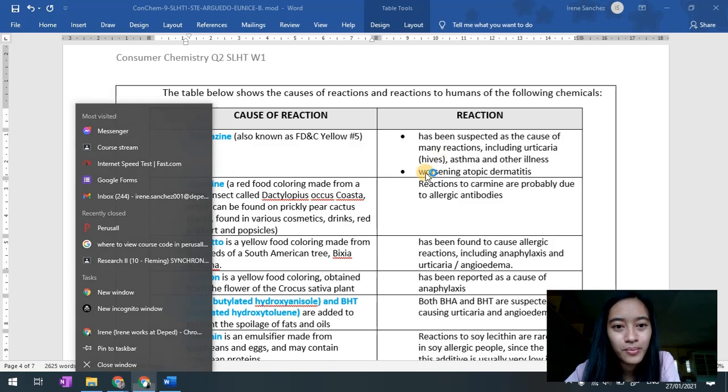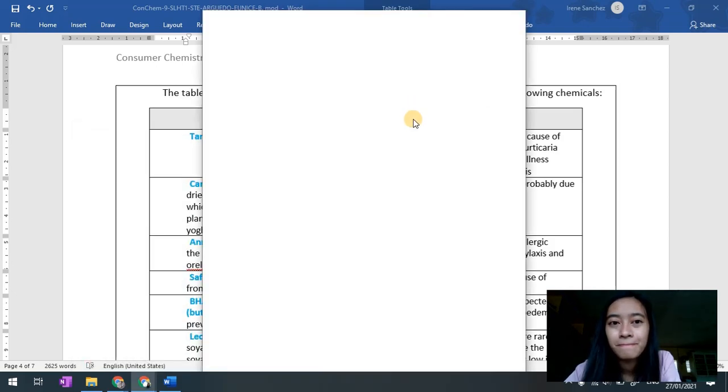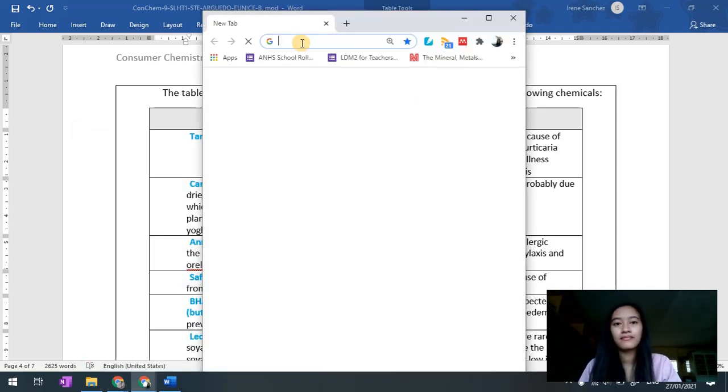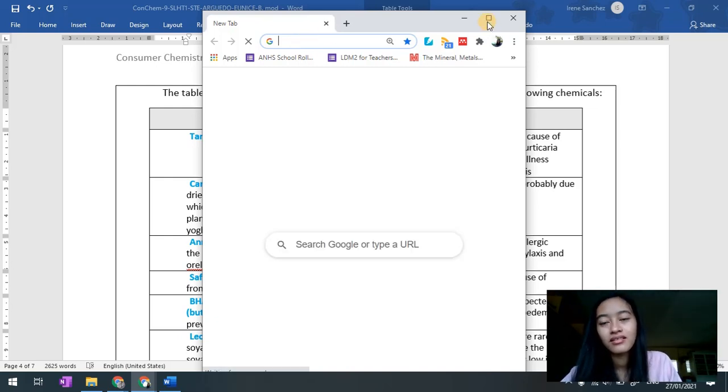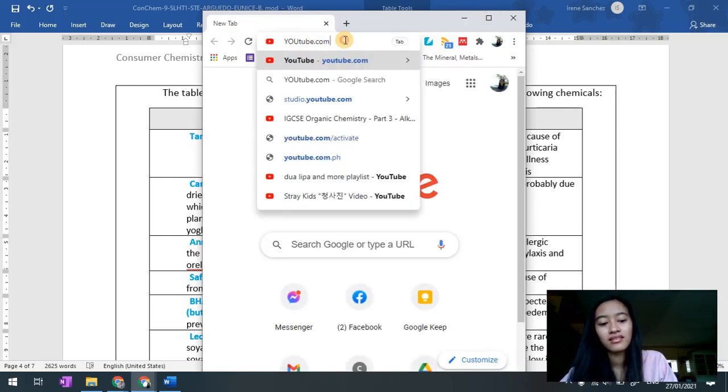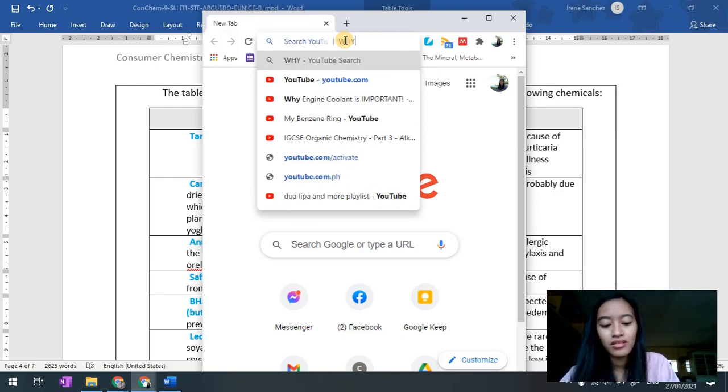New window. Okay, so this is the last. Wait, let's watch videos.